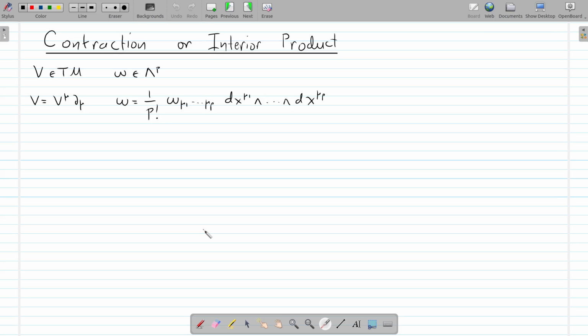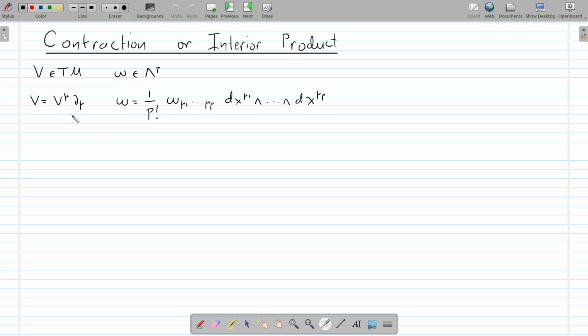So now let's consider another operation that, instead of moving us from p-forms to p+1 forms, will move us from p-forms to p-1 forms. For that, we'll have to consider the contraction of a p-form with a vector. So this operation will be defined with respect to a chosen vector in the tangent space at a point, or if these are fields, that's a vector field and a p-form field. Doesn't matter for this definition.